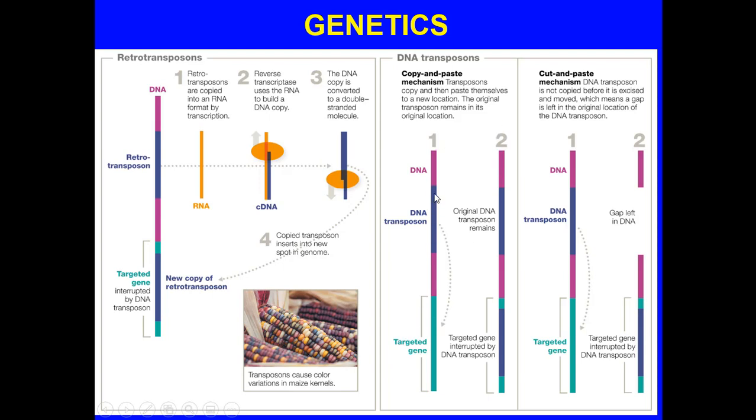Copy and paste mechanism, I take the DNA transposon. What I have are these couple of little segments here at the edge that allow it to lift itself out and then insert somewhere else. This targeted gene may be interrupted or shut down in its functionality. Copy and paste, what happens is I literally pull this gene out. And now I've got a gap left in the DNA, and it inserts itself later on in here. Again, this targeted gene is interrupted by the DNA transposon.